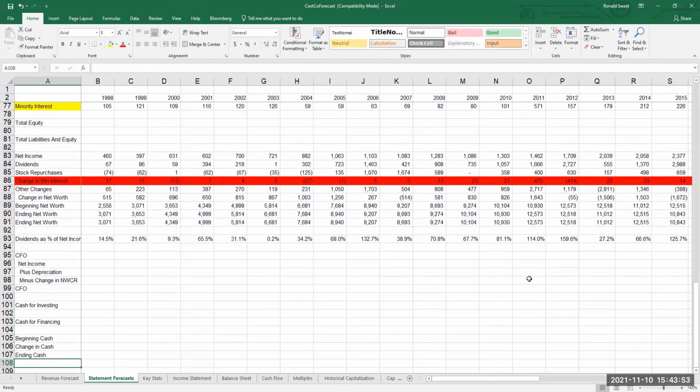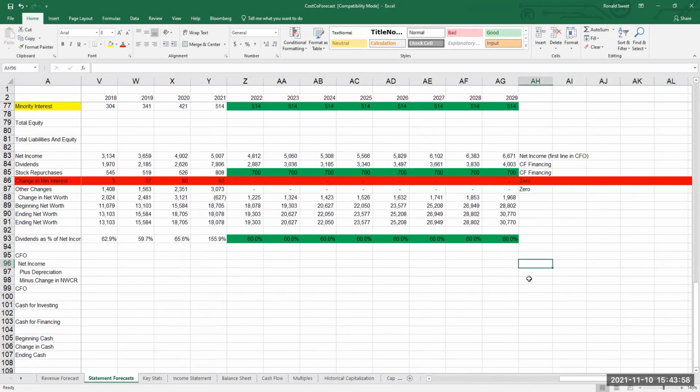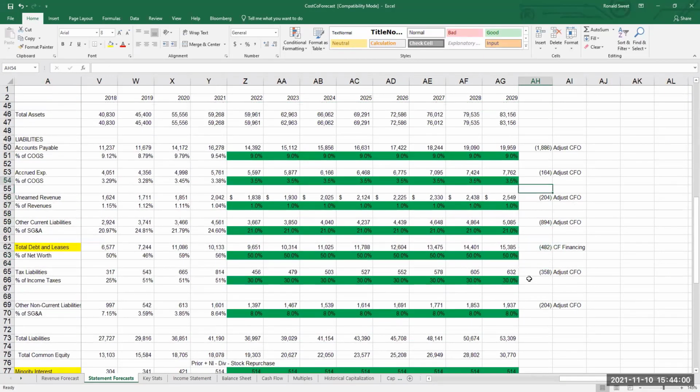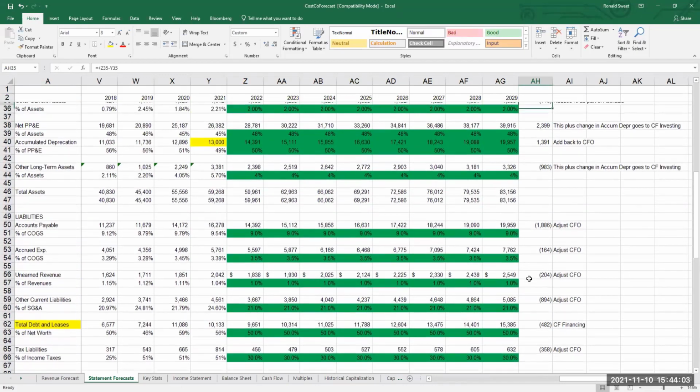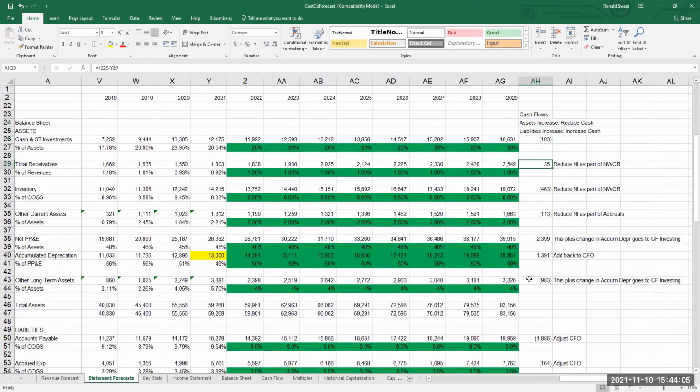What's the probability you think we're going to get this right? So, 40%. 40%, really? All right. I almost never get these right the first time. We'll see.